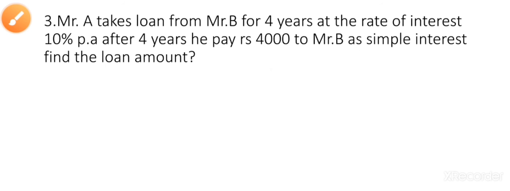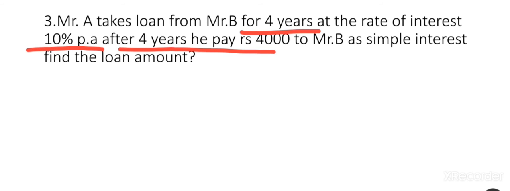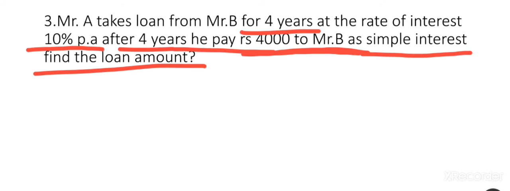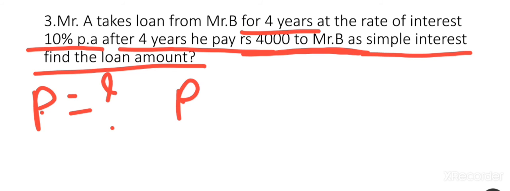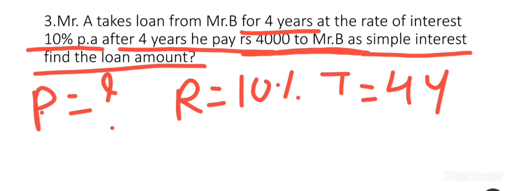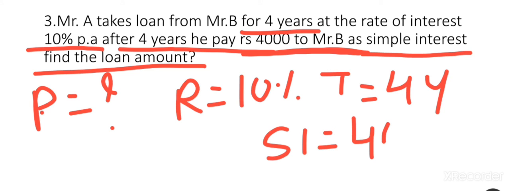Now the third question is, Mr. A takes loan from Mr. B for 4 years at the rate of interest 10% per annum. After 4 years, he pays rupees 4,000 to Mr. B as a simple interest. Find the loan amount. Here loan amount will be called as P, which is not given. Rate of interest 10%, time 4 years, simple interest 4,000.